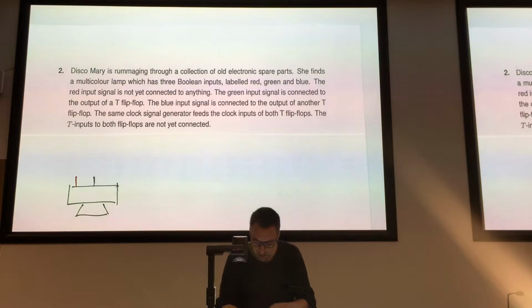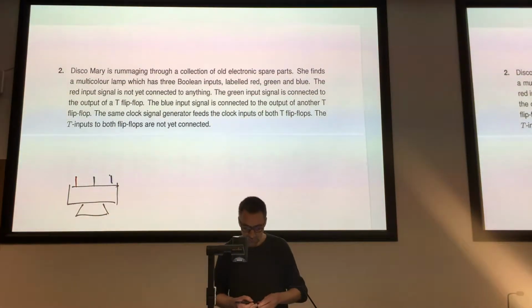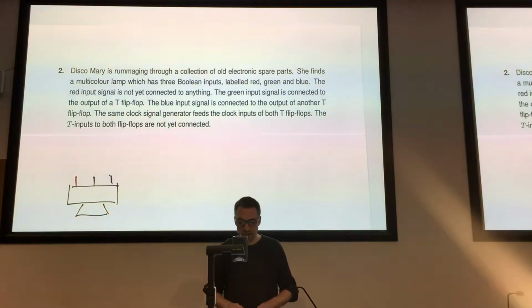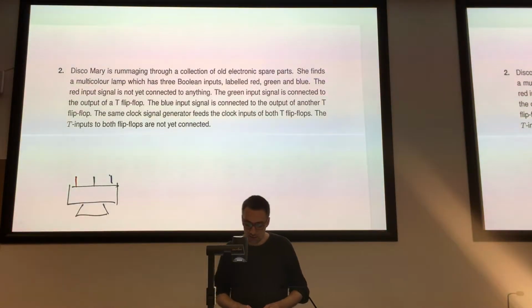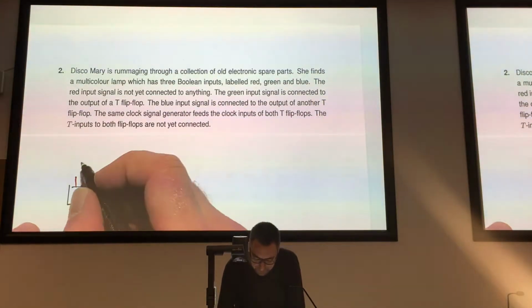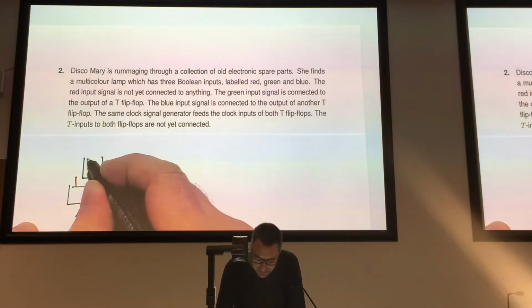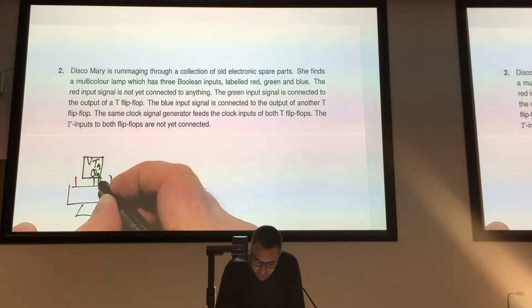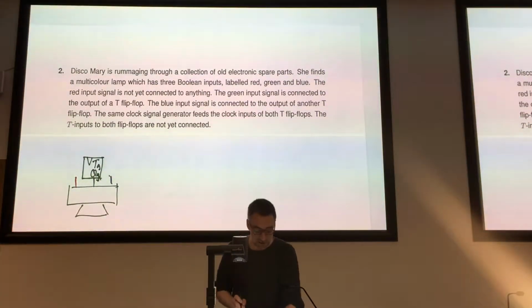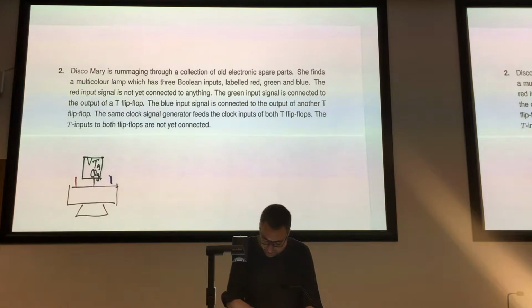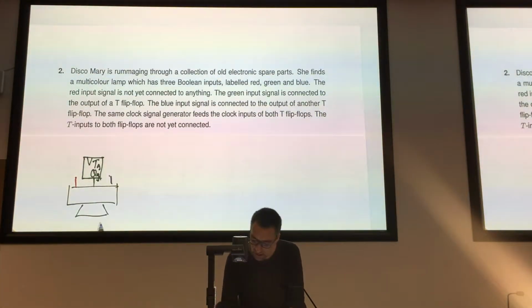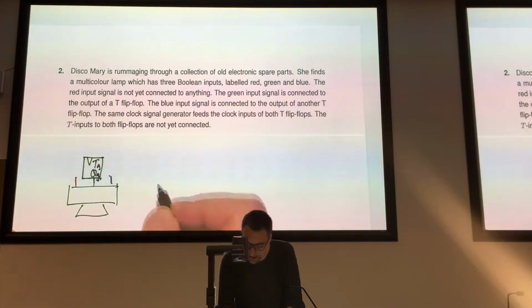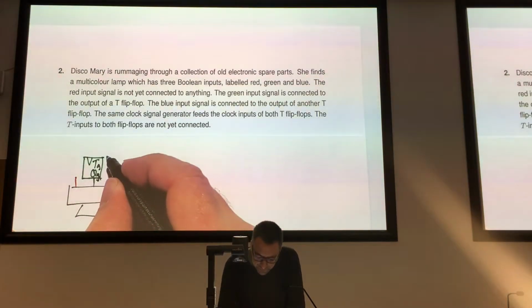green, and blue. The red input signal is not yet connected to anything. The green input signal is connected to the output of a T flip-flop. So here's the green T. It's got a T and a Q that I've labelled G for green, as well as writing them in green. And similarly, the blue input signal is connected to the output of another T flip-flop.